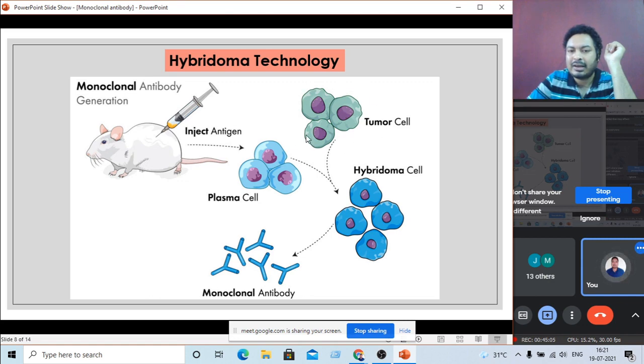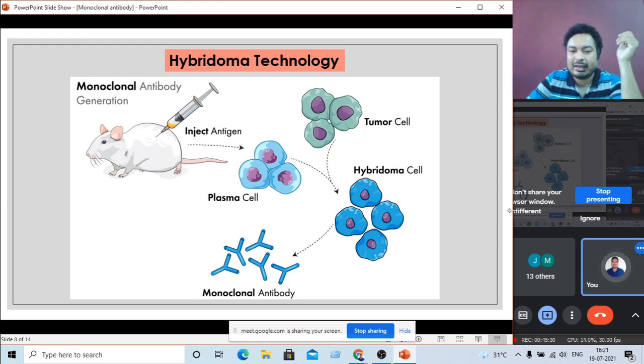These tumor cells are called myeloid cells. So this myeloid cell and the plasma cells unite together. After the union of both cells, they can produce a new type of cell, and this new type of cell is called hybridoma cell. These hybridoma cells are immortal, and they can produce monoclonal antibodies for a longer time period.